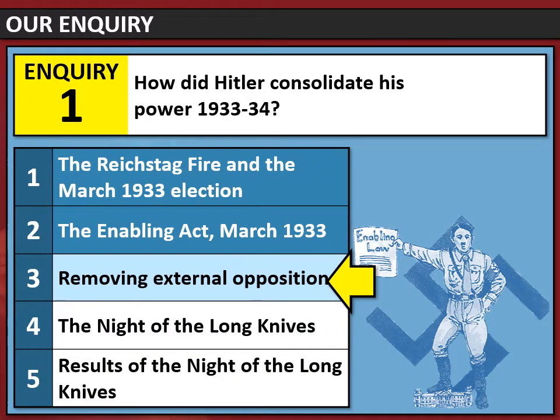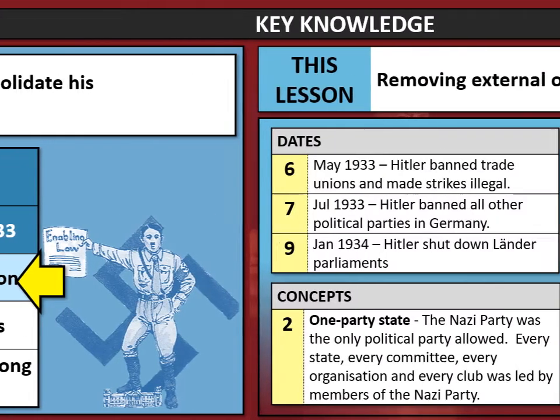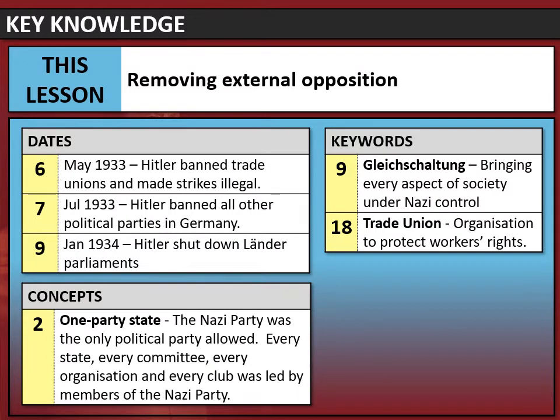Okay, so the next step of our inquiry on how did Hitler consolidate his power is to look at how the Nazis removed external opposition. So very quickly, we're going to start by identifying the key knowledge on our knowledge organisers for today's lesson. Again, you'll need to pause the video and tick or highlight these items on your knowledge organiser. And when you're done, hit play and we'll continue.